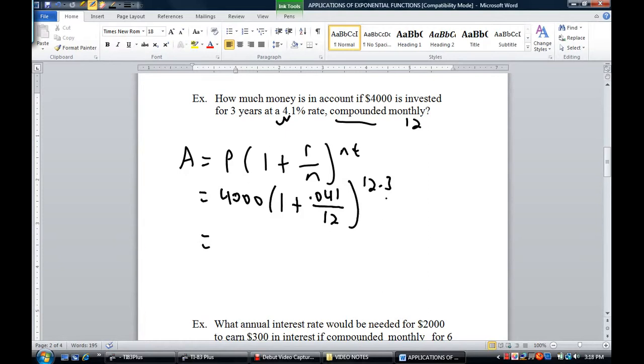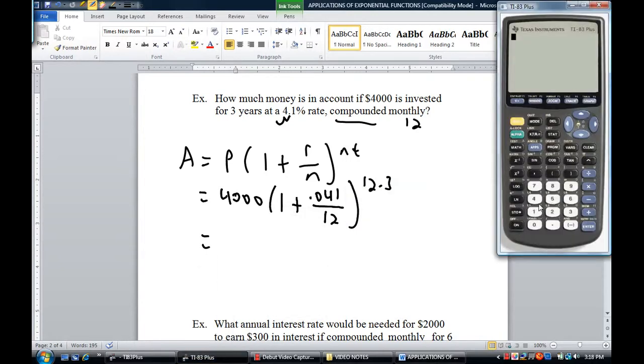Now here's the way I do it, especially since we paid $100 for a calculator. I'm going to type it in. Here's how I type it in, because I don't like to do any work. 4,000. I'm going to type it in the way I look at it, the way it's written down. 1 plus 0.041 divided by 12, close parentheses, exponent.